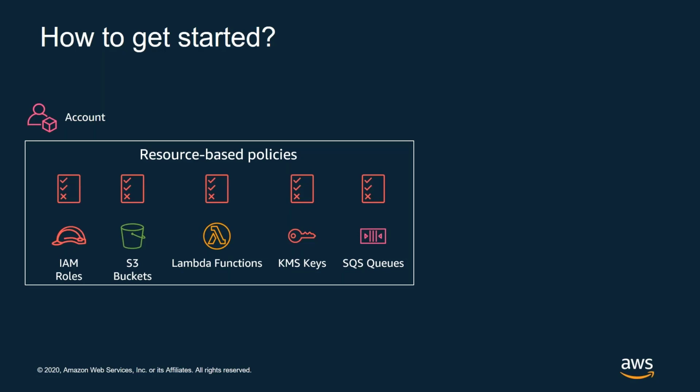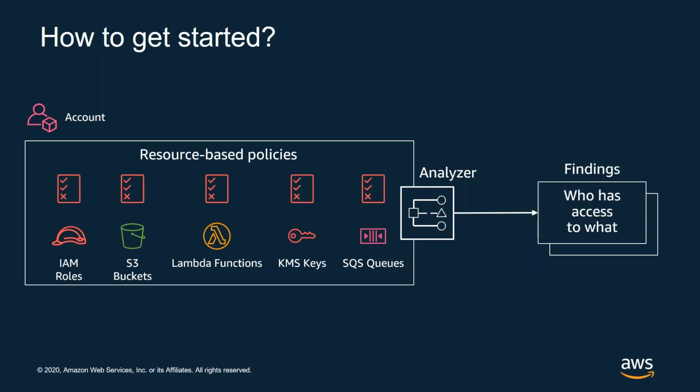In order to get started with Access Analyzer, the only thing that you need to do is create an analyzer. The analyzer is a resource for IAM Access Analyzer, and as soon as you create an analyzer for your account, it starts generating findings which tell you who has access to what. These findings can be used by administrators of the account or security teams to ensure that only the right people have access to your resources from outside of your account.